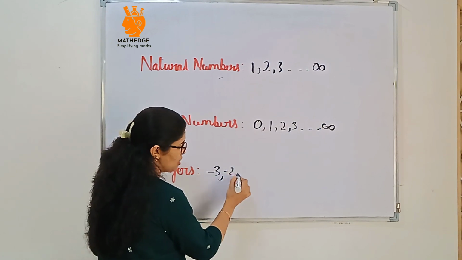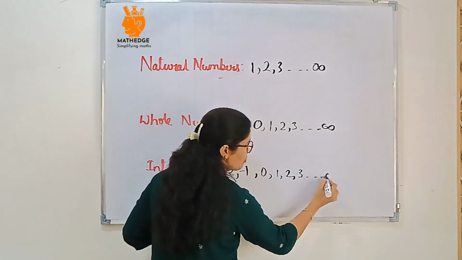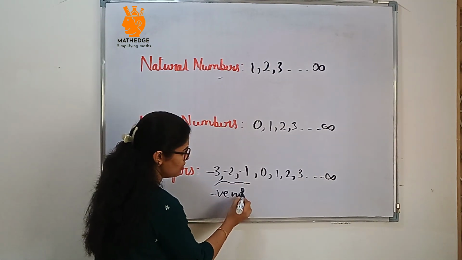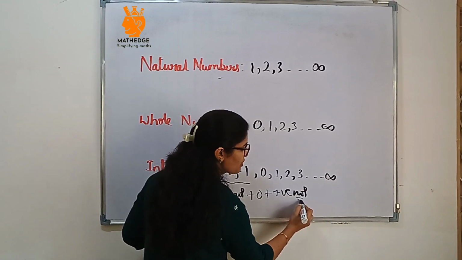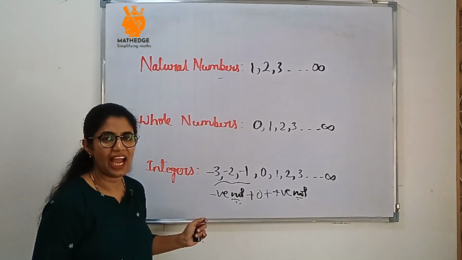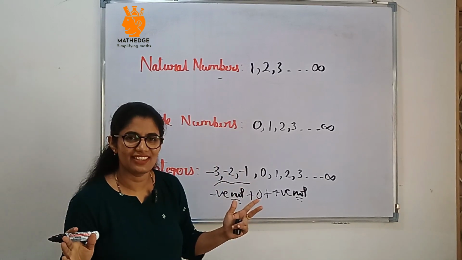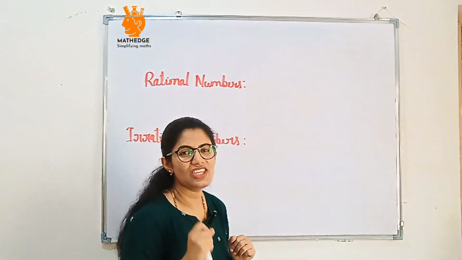Like this: minus 3, minus 2, minus 1, 0, 1, 2, 3 up to infinity. See, these are negative numbers plus 0 plus positive numbers, and we call them integers. And all natural numbers and whole numbers are integers. Cool, right? Let's move to the next number system, rational numbers.